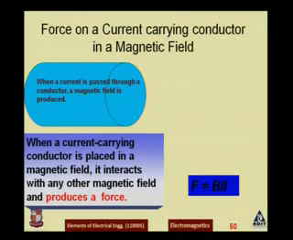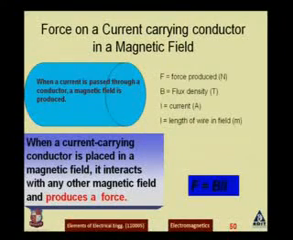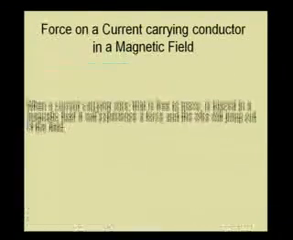That force is equal to F is equal to BIL, where F is the force produced in newtons, B is equal to flux density, I is equal to current in ampere, and L is equal to length of wire in the field. So where is this concept used? Let us see.